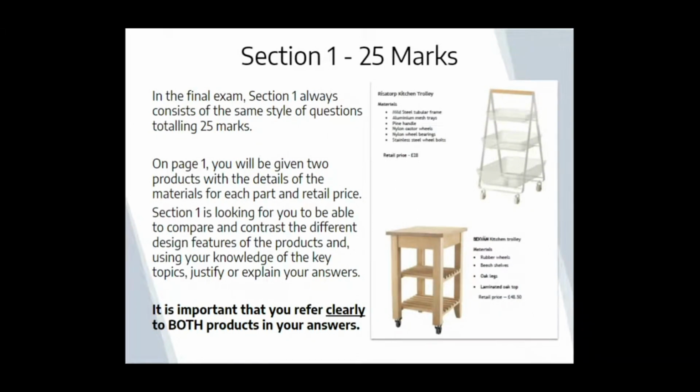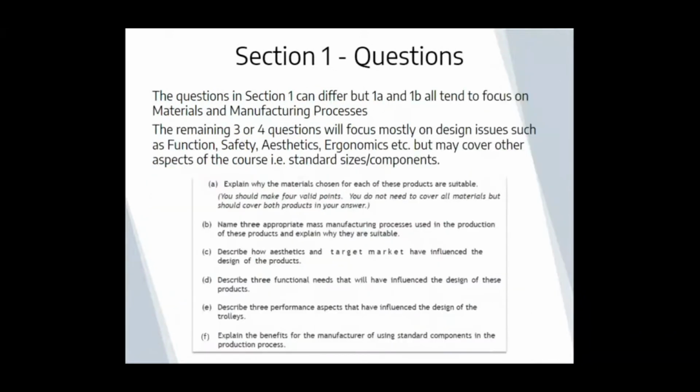It is important that you refer clearly to both products in your answers for all of the questions in section 1. The questions in section 1 can differ, but usually 1A and 1B will all focus on materials and manufacturing processes. These questions never change. The remaining 3 or 4 questions usually focus on other design issues such as function, safety, aesthetics, ergonomics, and they can also cover other aspects of the course, things like standard sizes and components, like you can see in the example questions below.